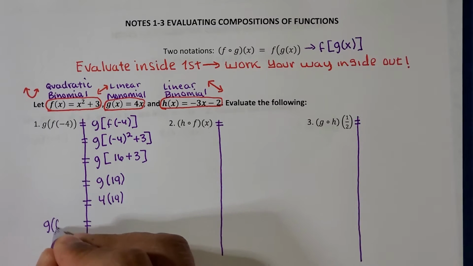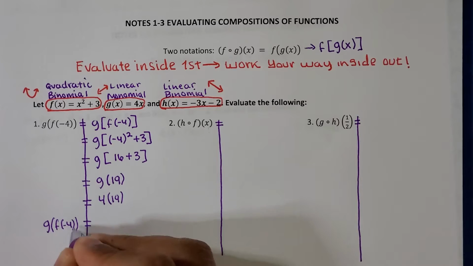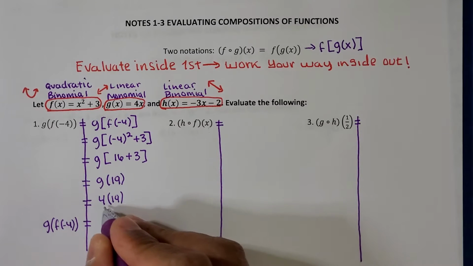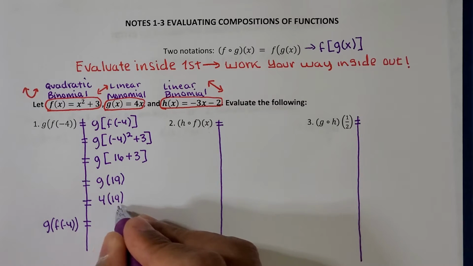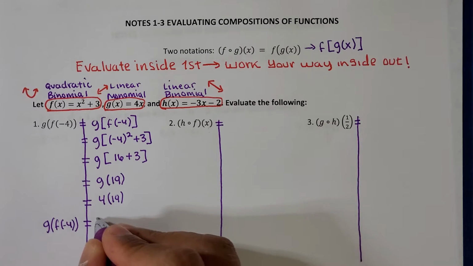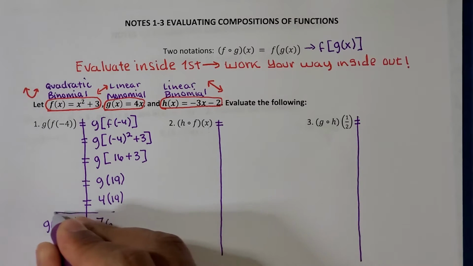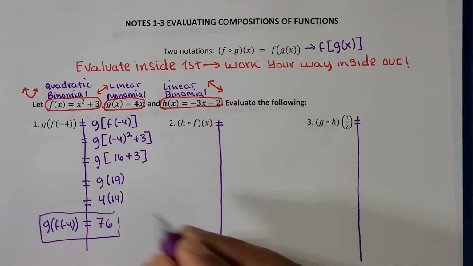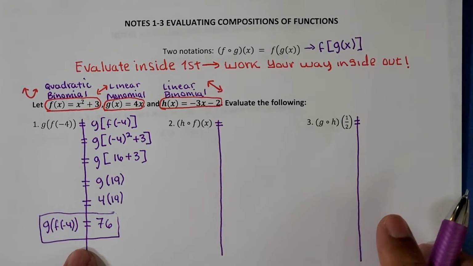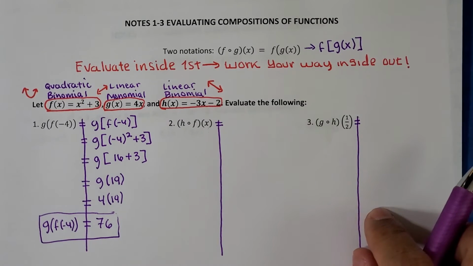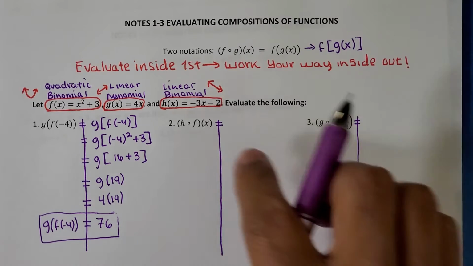So g of f of -4 is equal to 4 times 19. That is going to be 76. Okay, and there is the answer for this one. So again, if you need to pause the video and rewatch this, go ahead and do so. Okay, let's go on to the next example.